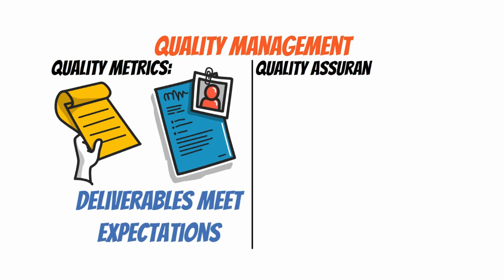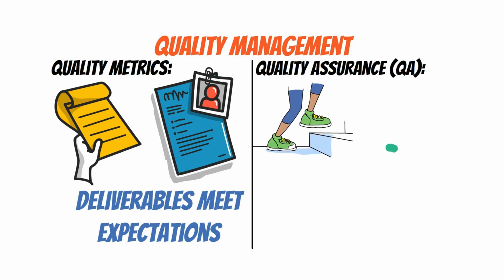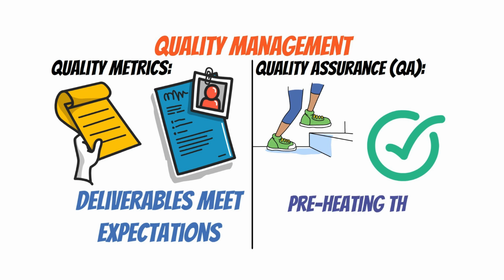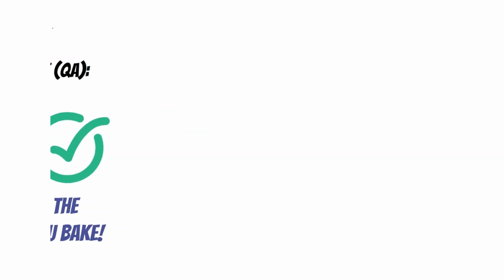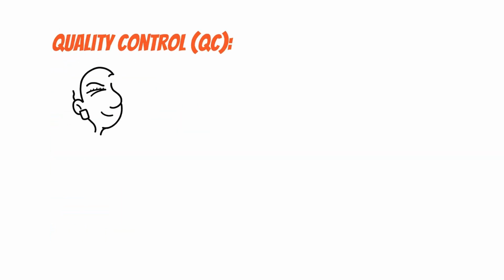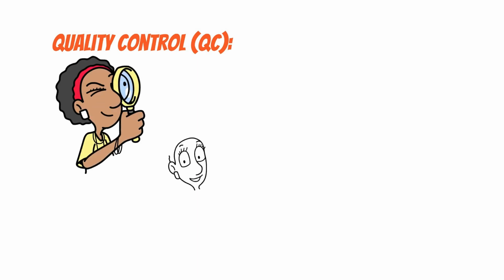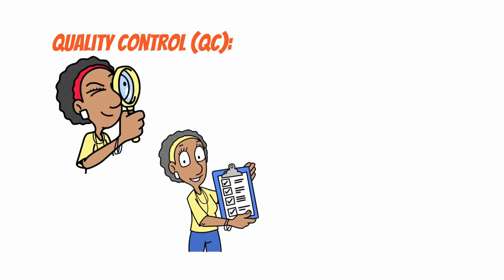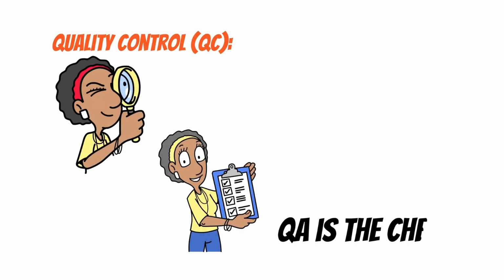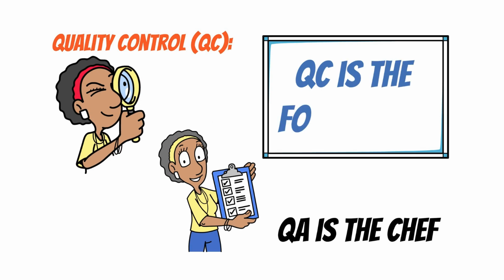Second is quality assurance, QA, the proactive steps you take to make sure processes are set up to deliver quality. It's like preheating the oven before you bake. Third is quality control, QC, the inspections and tests you run to confirm the deliverables meet the standards. If QA is the chef, QC is the food critic.